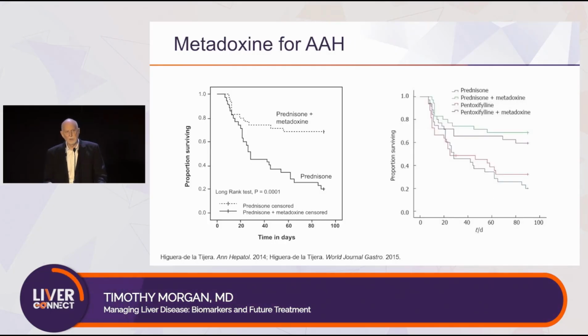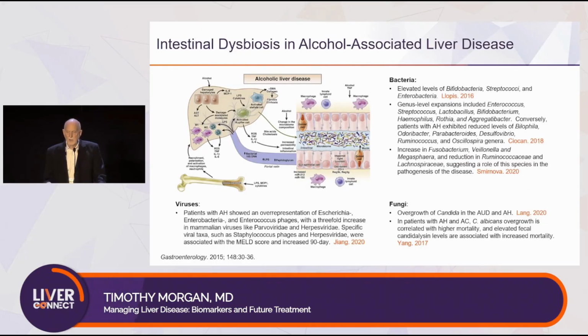This is one of my favorites. This was published 13 years ago, and I'm just waiting for it to be done again. Metadoxine is not a drug that's available in the United States, and this is a study from Mexico. It's an antioxidant. And just look at those survival curves. Prednisone alone, horrible. Prednisone with metadoxine, much better survival. Then they repeated the study where they added another arm where they threw in pentoxifylline. Again, the two survival curves on the top got metadoxine, and the two survival curves on the bottom did not. So it looks pretty good, but I don't know if it'll ever be repeated, but I think it's worth doing. So intestinal dysbiosis is just really changes in the stuff in the gut.